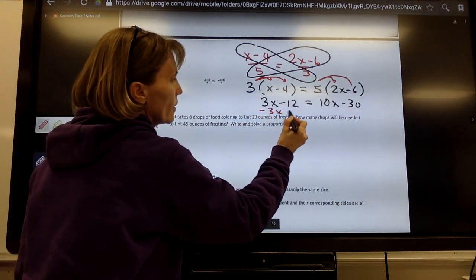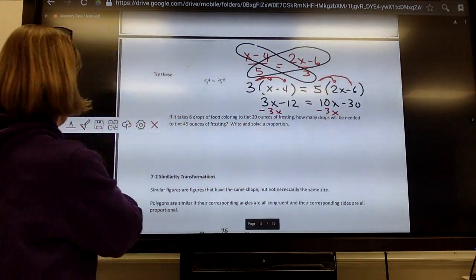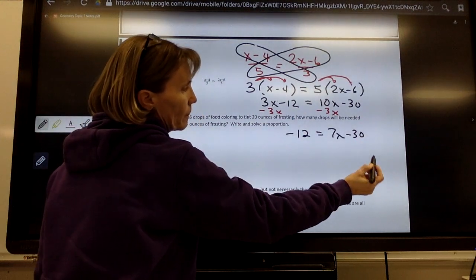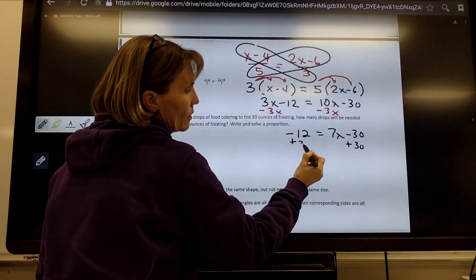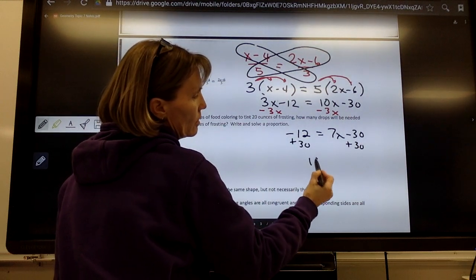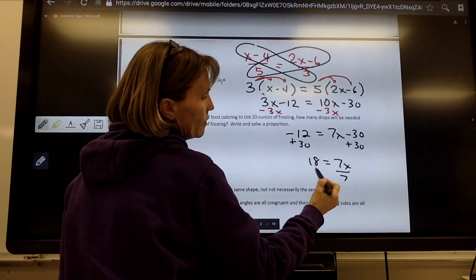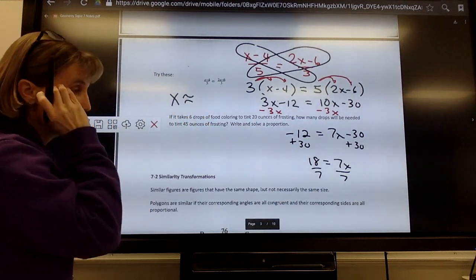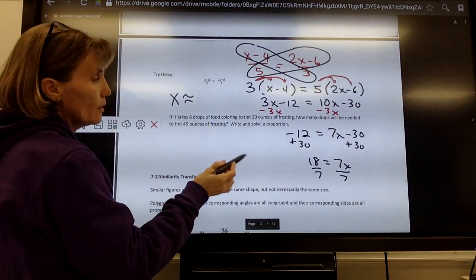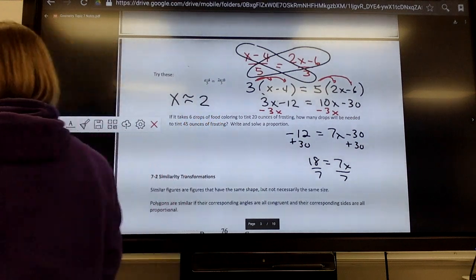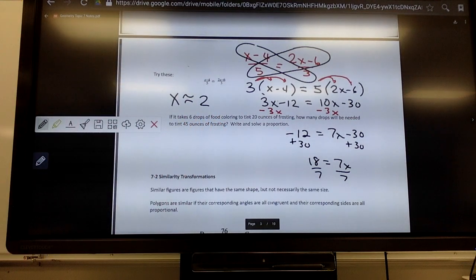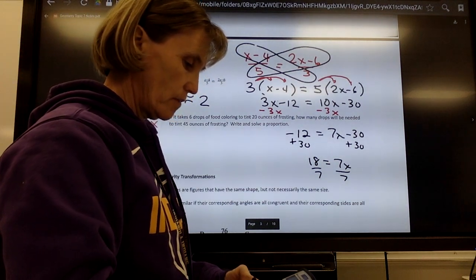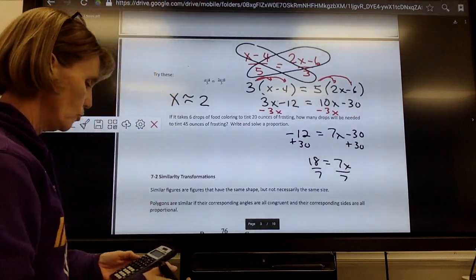Now I've got to get my x's on the same side of the equation. I'm going to subtract 3x from both sides. So negative 12 is equal to 7x minus 30. Add 30. And I'm going to get 18 is equal to 7x. When I divide by 7, x is going to come out to be, and again, it's not going to be even. I've got to grab a calculator. I'm going to take 18, and I'm going to divide it by 7, and I get 2.57.